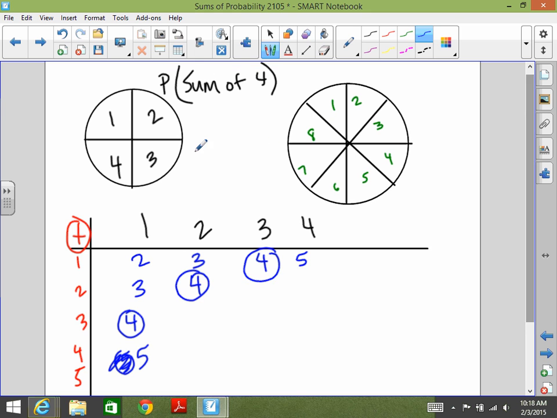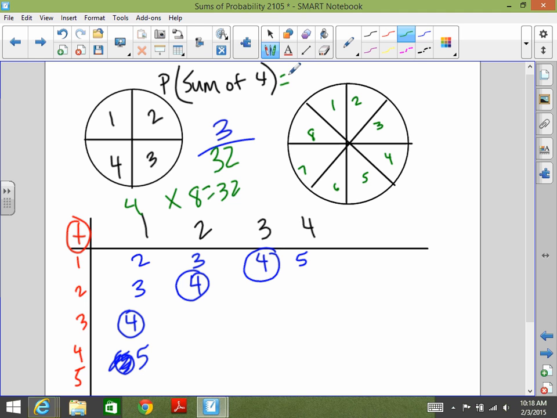3 times. 3 times out of how many outcomes? This is where we have to use fundamental counting. How many outcomes are here? 4 times how many outcomes are here? 8. And that gives us, so you would get 3 out of 32 for your answer. So when you see the word sum, you got to draw a chart. Okay? Any questions? All right. Put your study guide away, please.